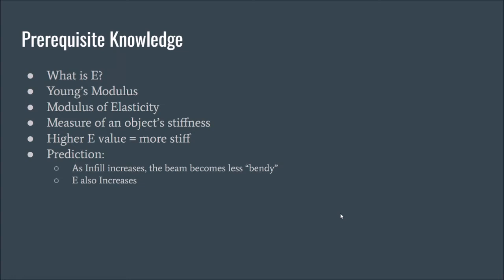So in terms of prerequisite knowledge, what is E? E is the Young's modulus, which is the modulus of elasticity, or in other terms, it's the measure of an object's stiffness. So to better visualize it, the higher the E value, the more stiff the object will be. And so my prediction will be as the infill increases, the beam will become less bendy or more stiff, and so the E value will also increase.